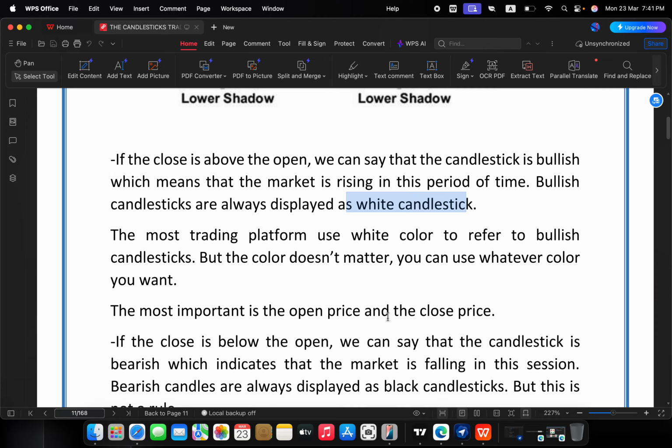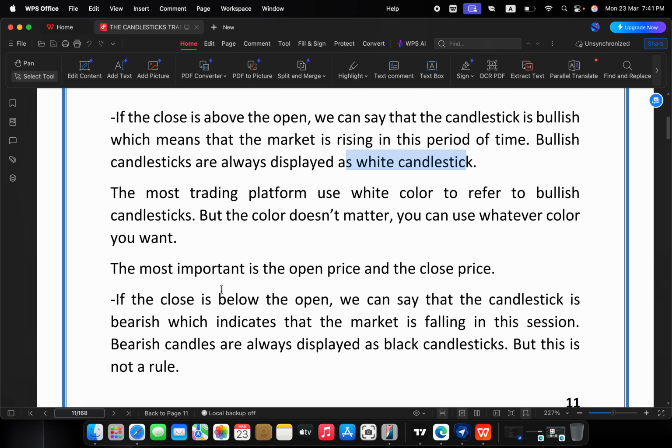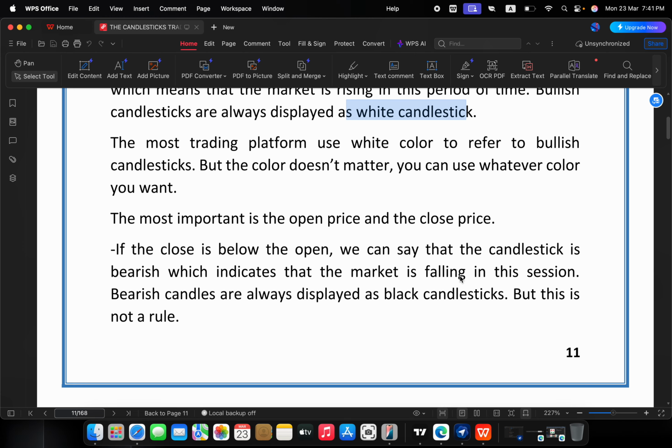So we come back here. You see, most trading platforms use white. Okay, for you, you can use any color you want to use, provided that you understand where the candlestick opens and closes, to refer to a bullish candlestick, but the color doesn't matter. You can use whatever color you want. So the most important is the open price and the close price. That is what I told you guys to pay much attention to.